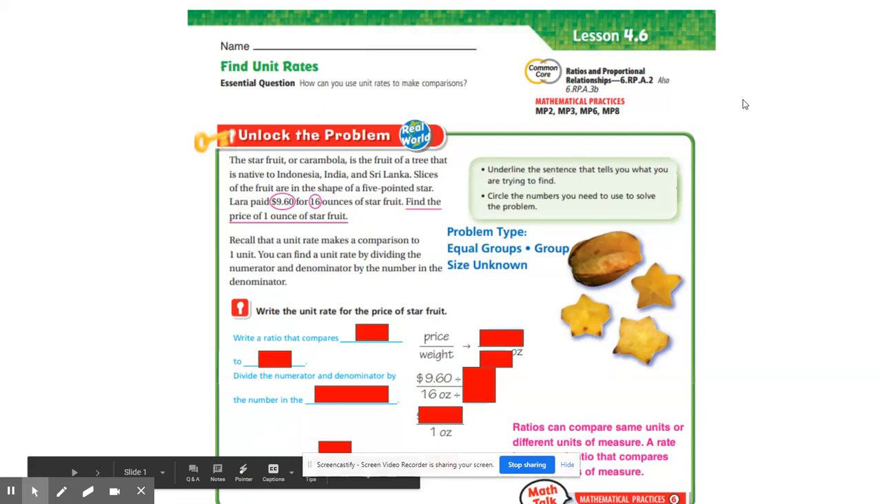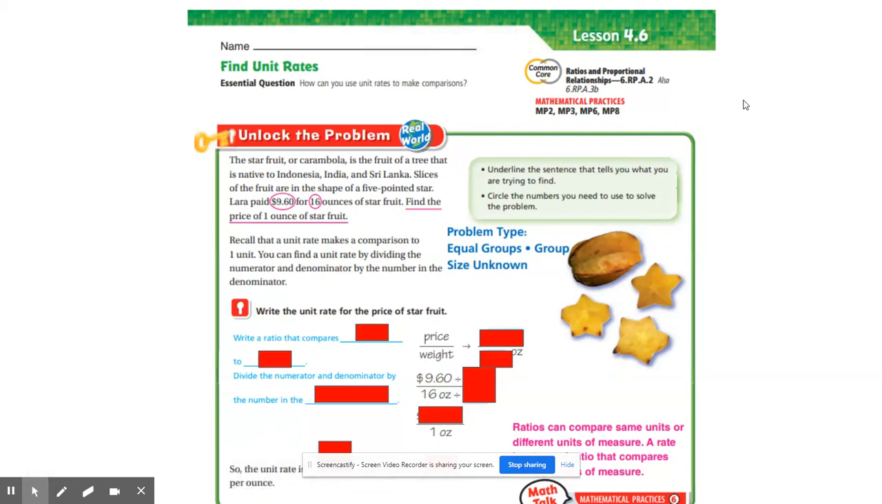Hello, today we're looking at finding unit rates. So we're going to unlock our problem first of all. In this problem, the star fruit or carambola is the fruit of a tree that is native to Indonesia, India, and Sri Lanka. Slices of the fruit are in the shape of a five-pointed star. Lara paid $9.60 for 16 ounces of star fruit. Find the price of 1 ounce of star fruit.